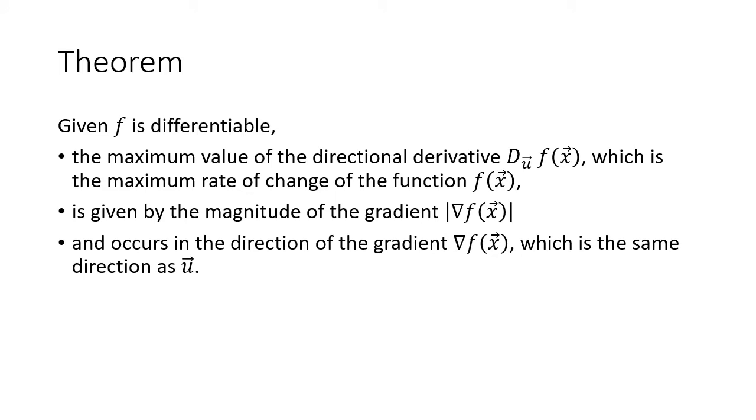And then it's going to occur in the direction of that gradient. So my maximum rate of change is going to occur in the direction of my gradient, which in the case of a directional derivative is the same direction as u. And it's actually that last implication right there that forms the basis for a lot of machine learning optimization algorithms.